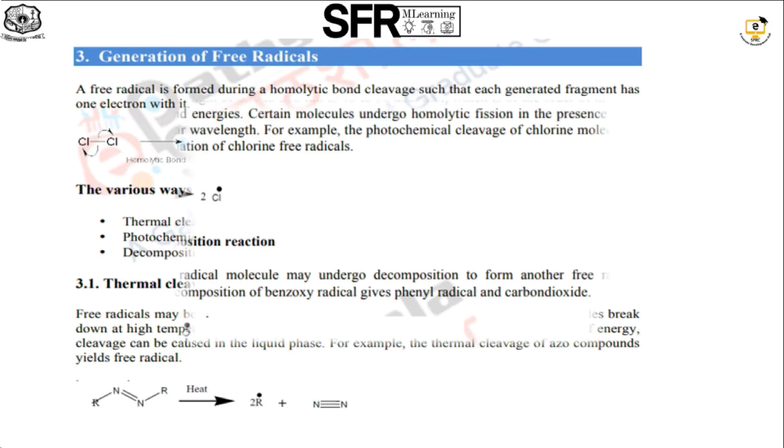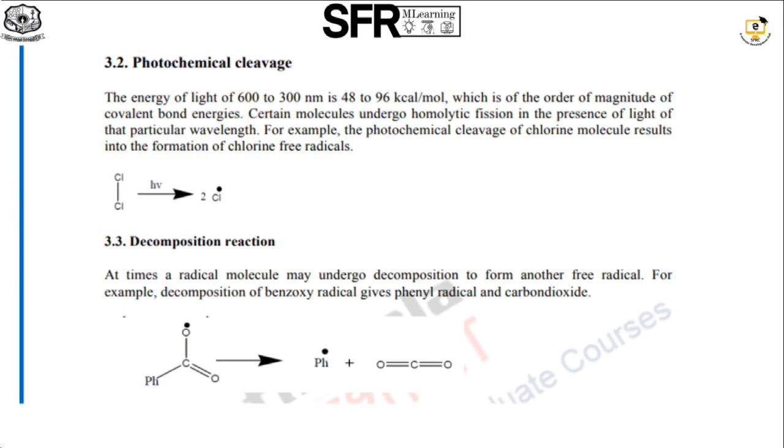Another way of forming free radicals is photochemical cleavage. In photochemical cleavage, the covalent bond is cleaved homolytically in the presence of light of a specified wavelength given to a compound to form a free radical. The chlorine free radical is formed by this method, photochemical cleavage. Another method is decomposition. The phenyl radical is formed by the decomposition method.